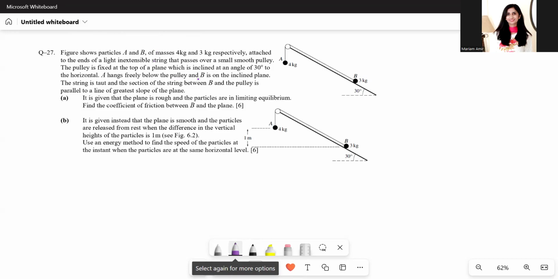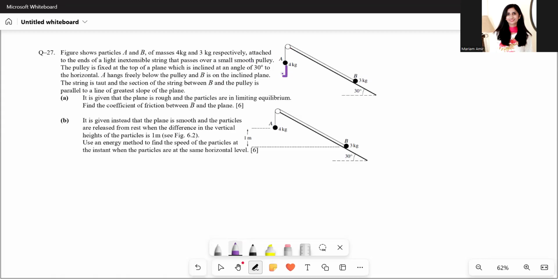The string is taut and the section of the string between B and the pulley is parallel to the line of the greatest slope. Given that the plane is rough and the particles are in limiting equilibrium, find the coefficient of friction between B and the plane. Okay, so this isn't directly related to work, power, energy yet, but let's just solve it anyway. This is from the previous chapter, connected particles.